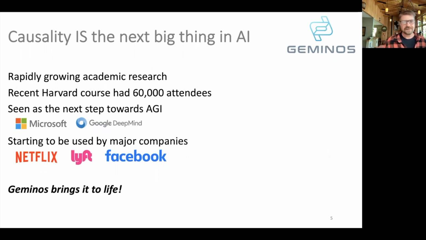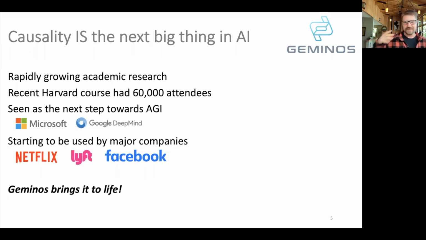If you go on, just Google like causality Facebook, causality Lyft, causality Netflix. And Lyft, actually, the one that I watched recently, has a great explanation of how they're using causality to figure out which driver is closest and how they should be doing their dispatching. So it's using some of these principles. A lot of the big companies seem to be really interested in this. There's some belief out there that this is the next step towards artificial general intelligence.